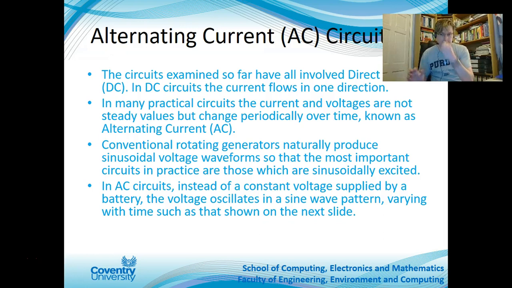As I said, everything we've done so far has used direct current, or DC, where current flows in one direction. Many applications, such as the computer I'm recording this on, use alternating current, where the current changes over time. Conventional rotating generators, as we'll find out in topic 15, naturally produce a sinusoidal waveform. That's the most important thing to note here: when you generate it from a traditional rotary generator, it actually is AC.